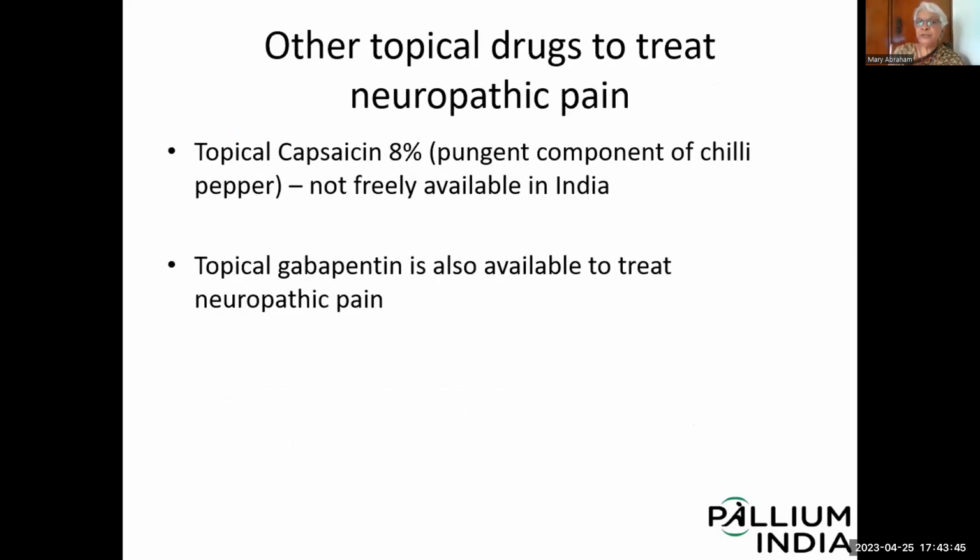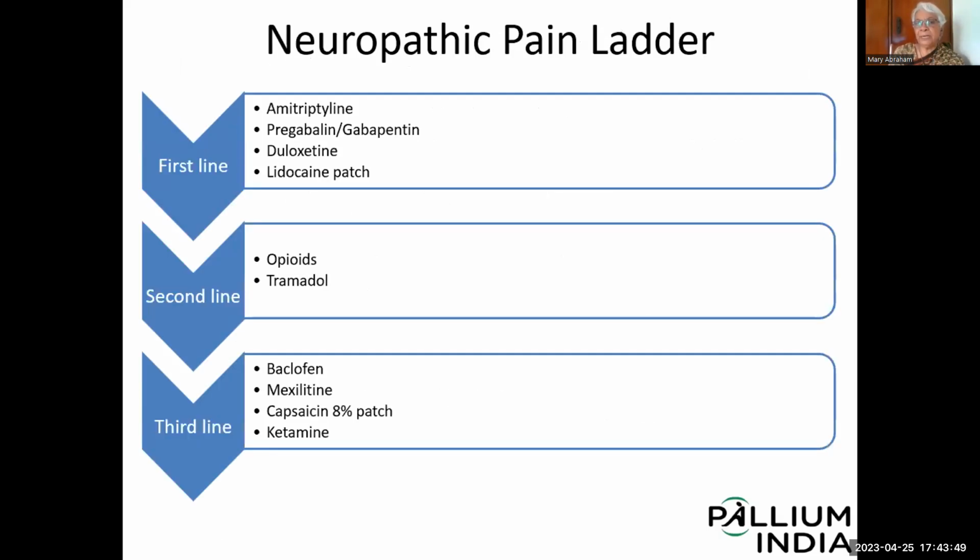The other drugs used to treat neuropathic pain, like I mentioned earlier, are topical capsaicin and topical lidocaine. If you look at the first line of treatment of neuropathic pain, they include amitriptyline, pregabalin, gabapentin, duloxetine, and lidocaine. The second line of treatment are opioids like methadone or tramadol, and the third line are baclofen, mexiletine, capsaicin.